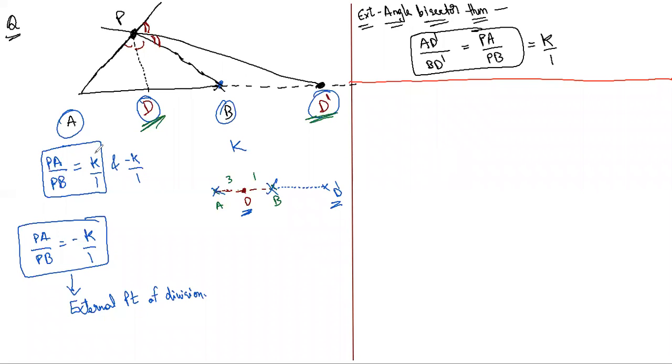So for a fixed number k, you'll have 2 points which divide two fixed points in that ratio. One will be the internal point of division and the other will be the external point of division. Is everyone clear with this? Okay. Yes, sir. Clear.